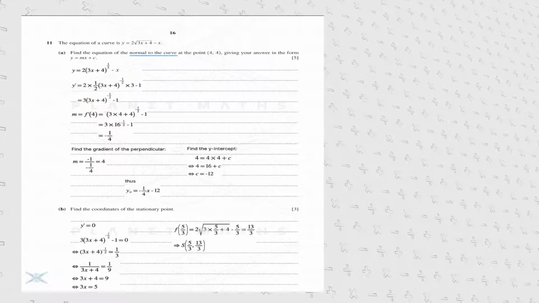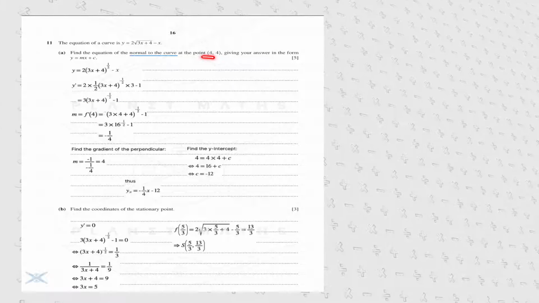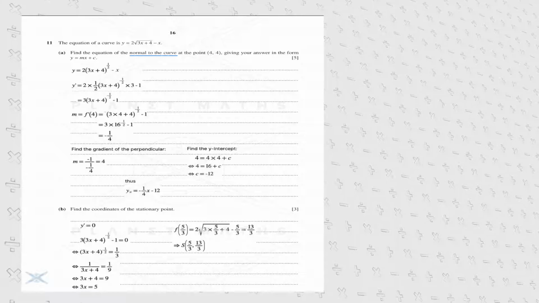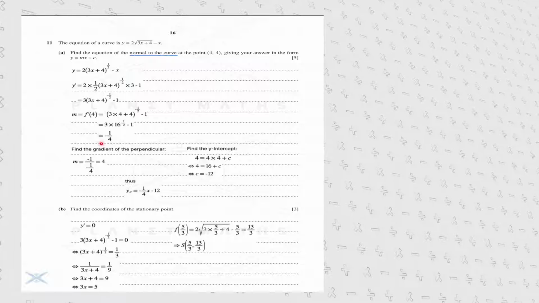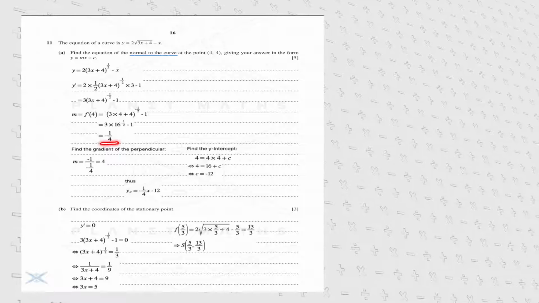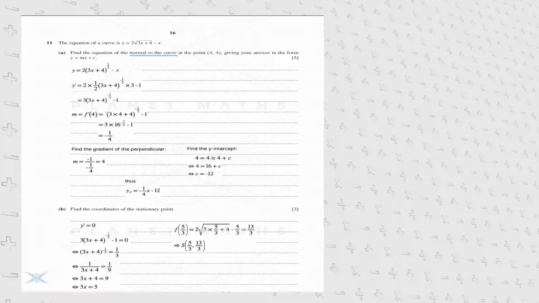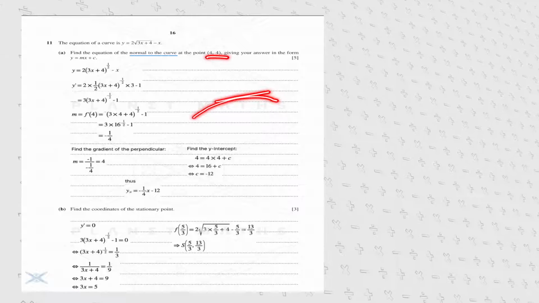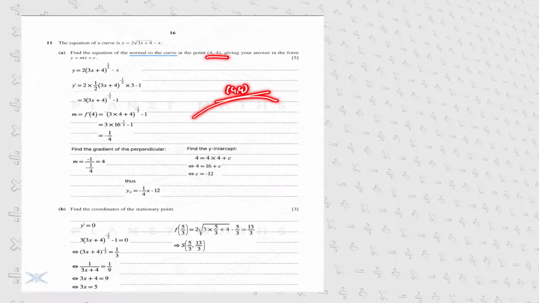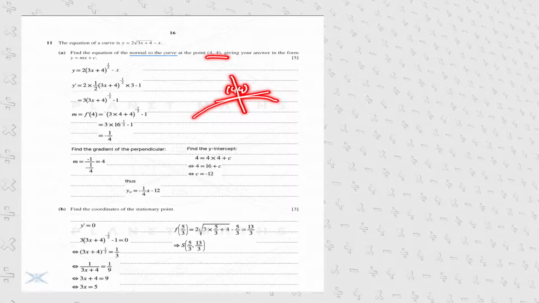To find the gradient of the tangent for x equals 4, we simply substitute 4 for x in this equation and find that the gradient of the tangent equals -1/4. So graphically, what we can imagine is we are provided with a curve, we have the tangent and the coordinates (4, 4), and we are supposed to find the normal, which is perpendicular to the tangent at this point.